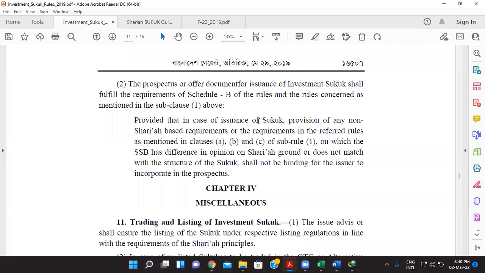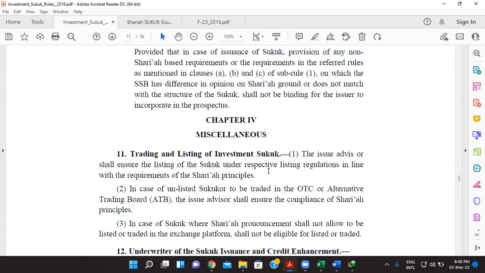So provided that in case of issuance of sukuk, provision of any non-Sharia based requirements or the requirements in the referred rules as mentioned in clauses A, B, C of sub-rule 1 on which the Sharia Supervisory Board has differences in opinion on Sharia ground or does not match with the structure of the sukuk shall not be binding for the issuer to incorporate in the prospectus. So it has been said that if there is anything in these clauses on which the Sharia Supervisory Board has differing opinion, in that case, you are not bound to follow that.